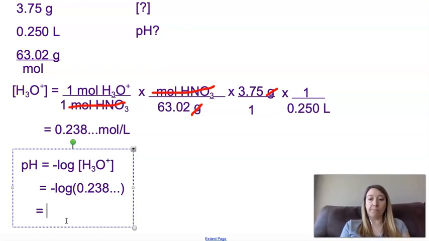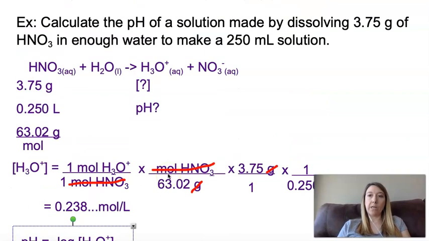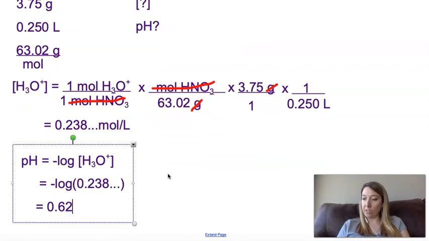So when I do this, I'm getting 0.62, and how many sig digs can we have? That had 3, so I get 3 numbers after the decimal, so 0.623. This is quite a small pH, but if we think about it, nitric acid is one of our 6 strong acids, and this is a high enough concentration that this pH is not unrealistic for this type of solution.